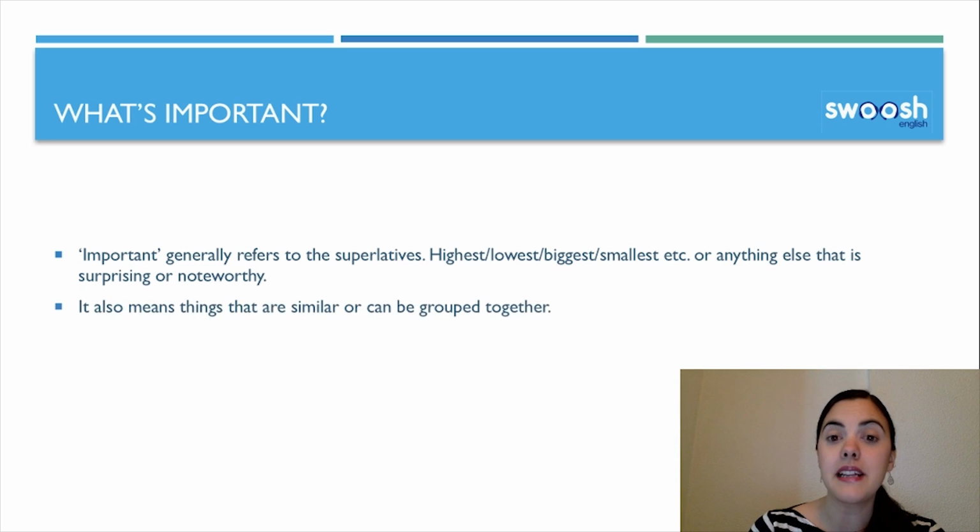And it also means things that are similar or can be grouped together. So you are being marked on your ability to select, group, and report the relevant information. If there are 2 pieces of information that are very similar, you can group them together and refer to them as so-and-so and so-and-so. Both showed an upward trend until, like that, you can group.